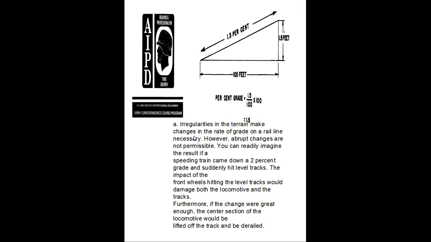Irregularities of the terrain make changes in the rate of grade of the rail line necessary. However, abrupt changes are not permissible. You can readily imagine the result of a speeding train coming down a 2% grade suddenly hitting level track. The impact of the front wheels hitting the level track would damage the locomotive and the tracks. Further, if the change in grade were great enough, the center section of the locomotive would be lifted off the track and derailed.